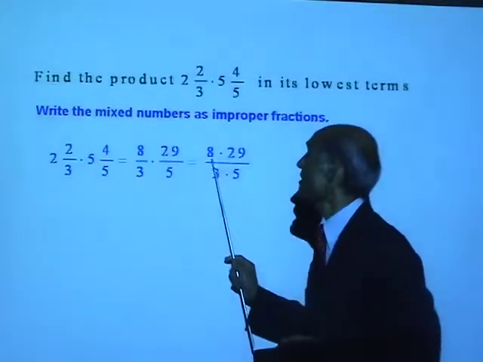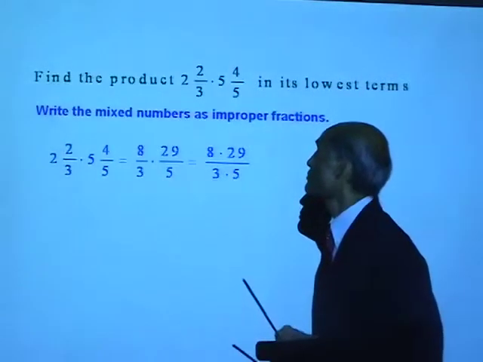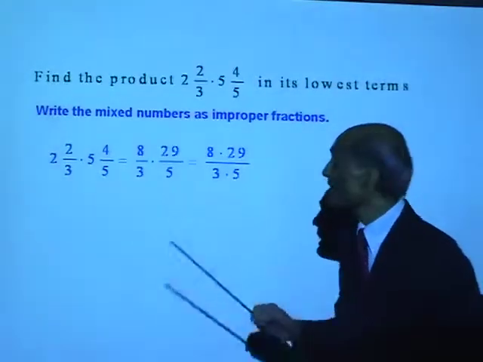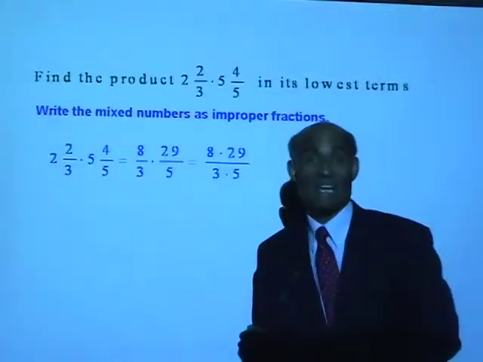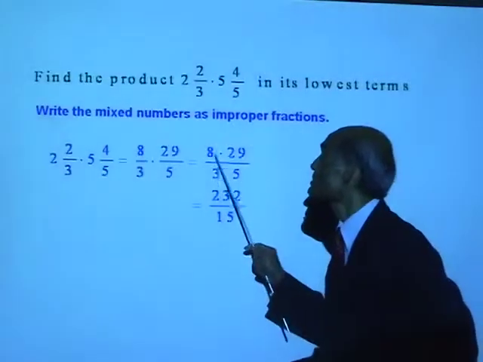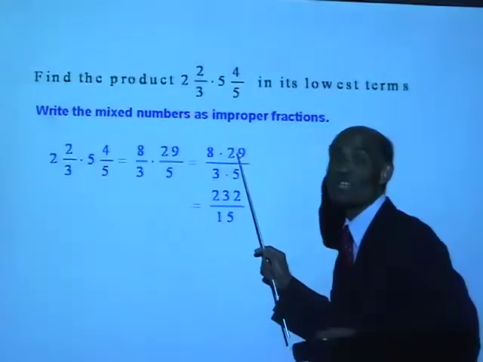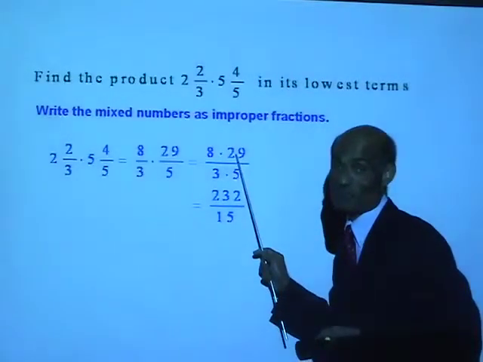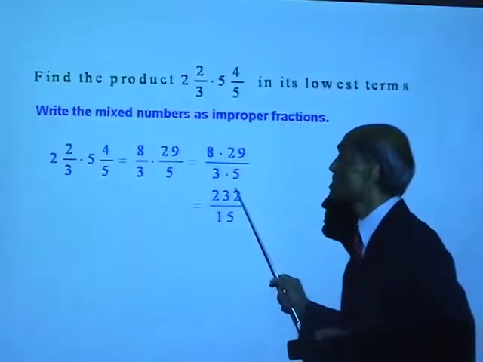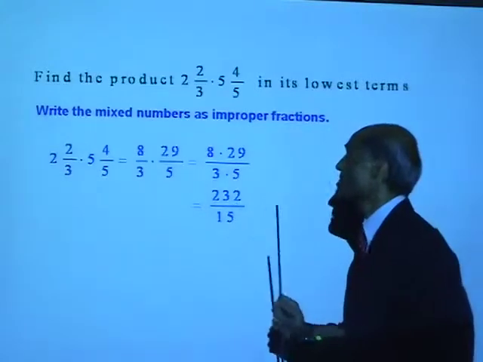Now that is 8 multiplied by 29 over 3 multiplied by 5. Are there any common factors you can cancel there? No. So what you need to do is multiply the numerator. 8 multiplied by 29. I'm sure you can do that. 8 multiplied by 29 is 232. And of course 3 multiplied by 5 is 15.